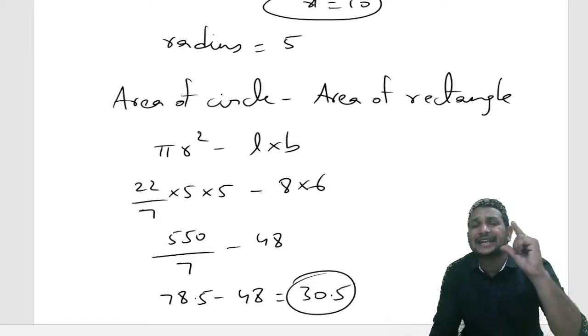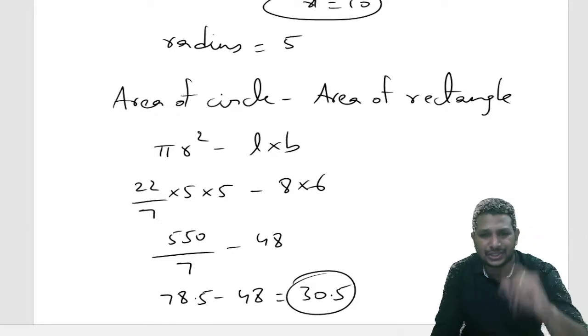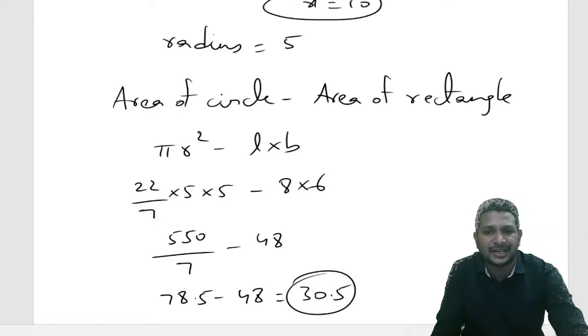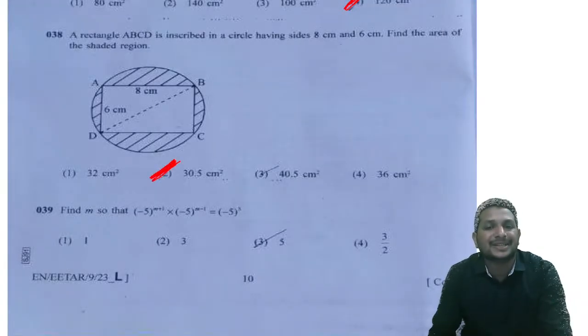We are discussing set L. Don't worry about the question numbers. They're just jumbled in your sets. So the answer for this question is 30.5, which is option 2. Okay. Next, question number 39.